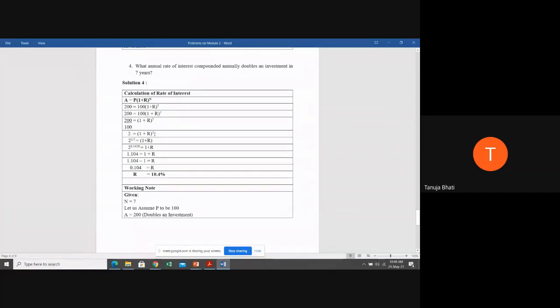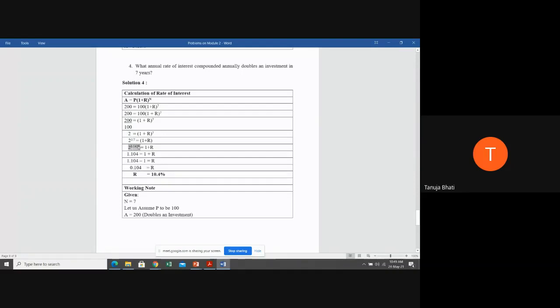Now students, whenever you are shifting a power from the right hand side to the left hand side, it becomes 1 divided by that particular number. So I am shifting this 7 from the right hand side to the left hand side. So it becomes 2 raised to the power 1 divided by 7 is equal to 1 plus R. So 1 divided by 7 is how much? 1 divided by 7 is nothing but 0.1429 is equal to 1 plus r.